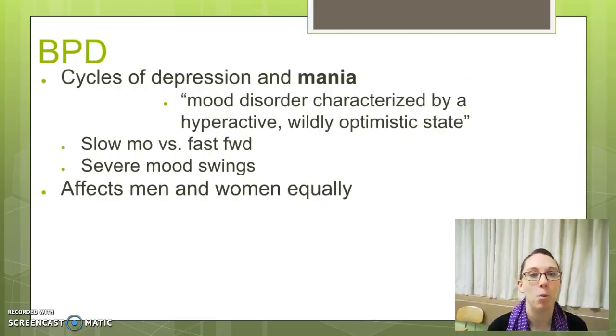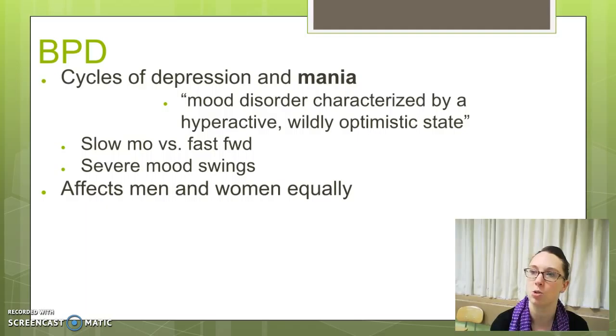So, what is this mania state that I've been referencing? Well, mania is by itself a diagnosis in the DSM-5. When it's experienced in conjunction with depression in this specific way, it's part of bipolar disorder. But mania just refers to a hyperactive, wildly optimistic state. And when you hear that description, I'm sure on the surface it sounds great. Like, why is that a disorder?